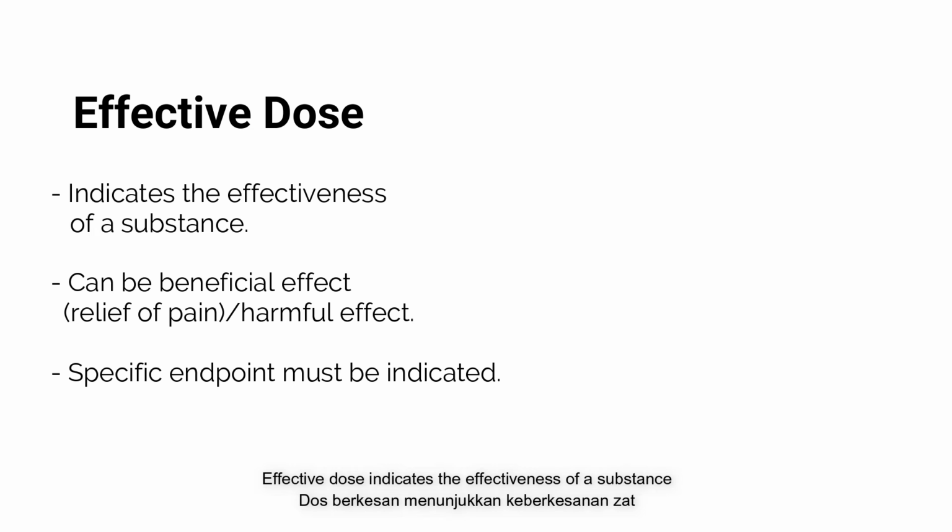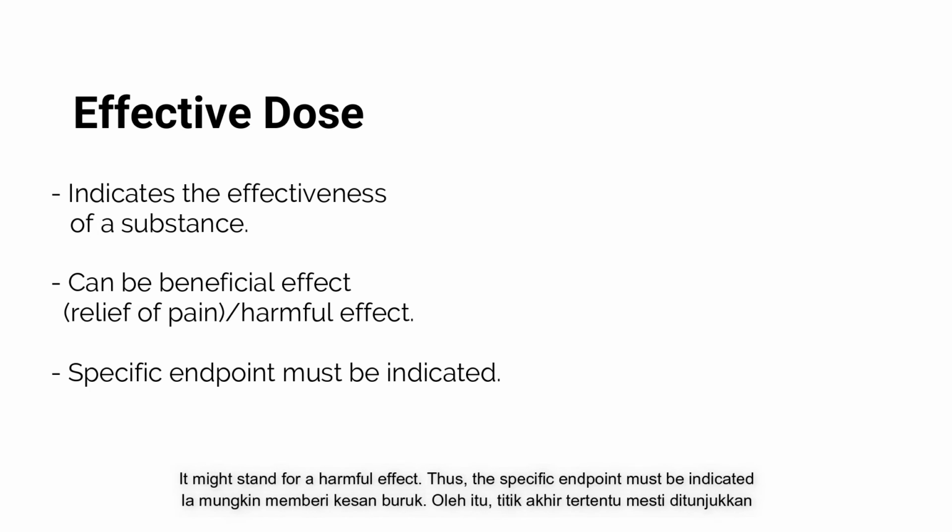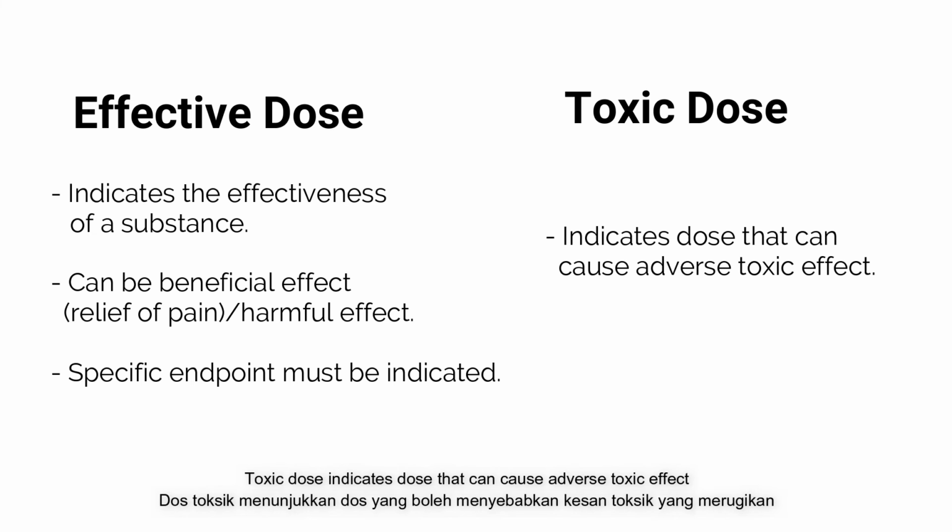Effective dose indicates the effectiveness of a substance. Normally, it refers to a beneficial effect, such as relief of pain. It might stand for a harmful effect. Thus, the specific endpoint must be indicated. Toxic dose indicates the dose that can cause an adverse toxic effect.